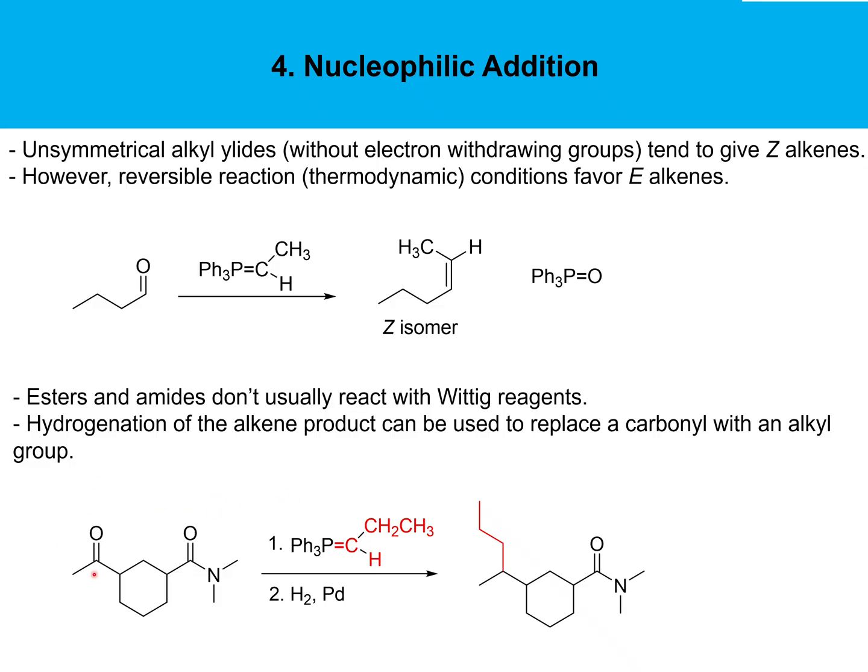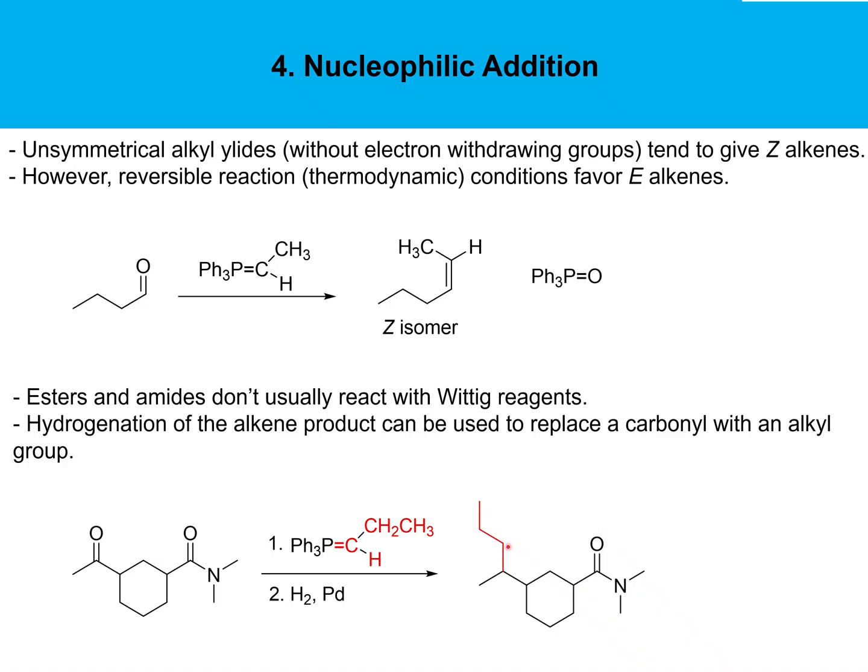This compound has a ketone on the left and an amide on the right. If we do a Wittig reaction with this Wittig reagent, we will add the Wittig reagent, or at least the alkyl group on it, to where the carbonyl of the ketone was. Notice there are 1, 2, and 3 carbons. So 1, 2, and 3 carbons will be added where the carbonyl, the ketone, was. Nothing happens to the amide.